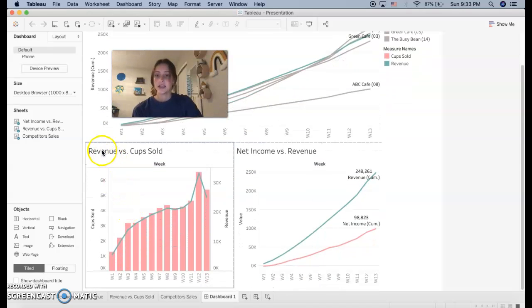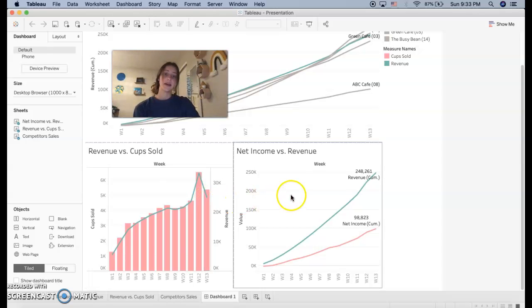For down here, this shows the revenue versus cups sold, and as you can tell from the graph, they would stay together. They would increase together, they would decrease together, and they spiked together in week 12. Week 12 was our highest cup sale. We sold 6,500 cups, but then it decreased in week 13.